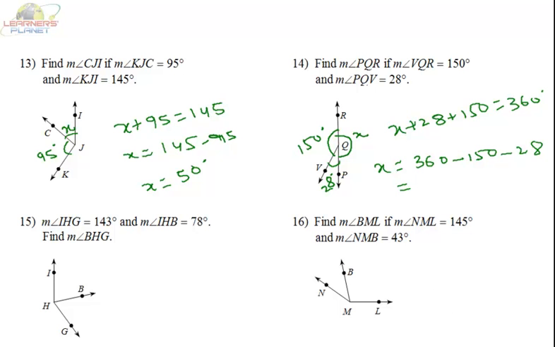Okay. So it is 182 degrees. I hope you are getting my point. This complete angle will be 360, the center angle. This portion is 150. This portion is 28. And this portion is X. That means X plus 150 plus 28 is 360. That means X is 182 degrees.